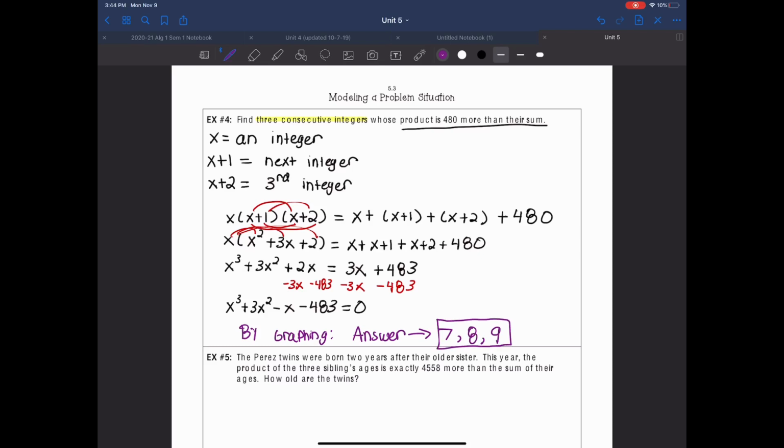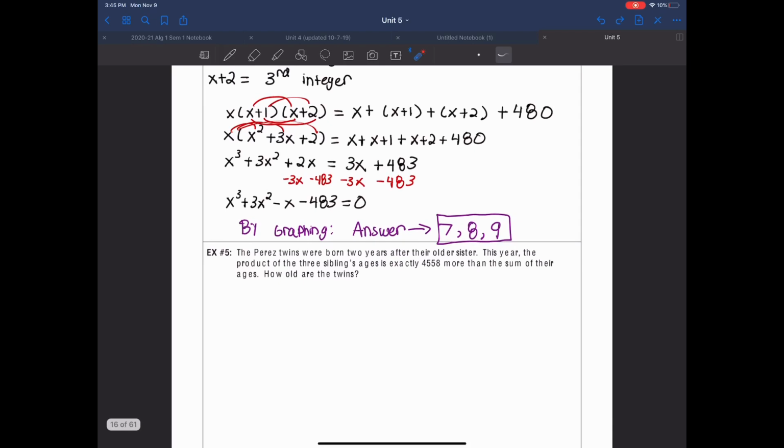Okay, so we're going to use our graphing calculator to figure out what the 0 is by plugging this in. And then we're going to go to second trace, click on number 2, the 0 feature. And then from there, we're going to find the 0 on our graph, and that would give us 7. And since we know that we're talking about 3 consecutive integers, 7, 8, and 9 would be the 3 consecutive integers.